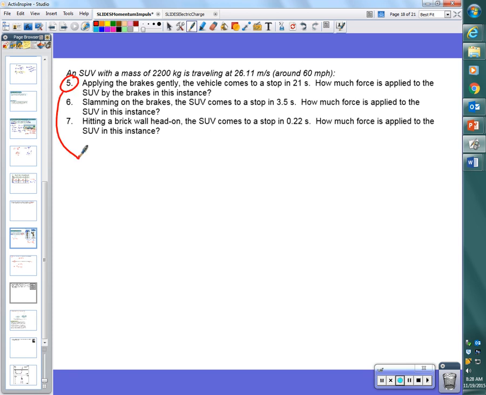I'm just going to do the first one here real quick because these calculations are basically exactly the same. Is the momentum of this SUV changing in this problem? Well, what's it doing at the beginning of the problem? Traveling 60 miles per hour. What is it doing at the end of the problem? Stops. So is there a change in momentum in this problem? Yes. And if there's a change in momentum, there has to be impulse.